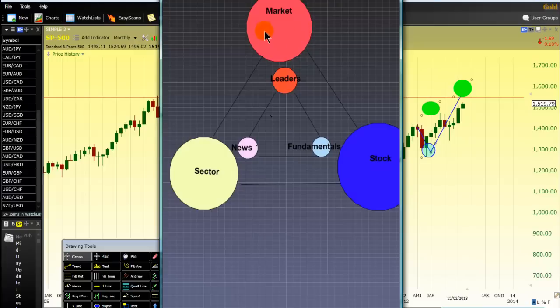But within this market, we have leaders: Google, Boeing, Caterpillar. These are market leaders. We also have market indicators. Crude oil is a market indicator. Gold is a market indicator. EUR/USD is a market indicator. USD/JPY is a market indicator. These market indicators and market leaders can change the dynamics of the market itself. They can change the dynamics of the market.